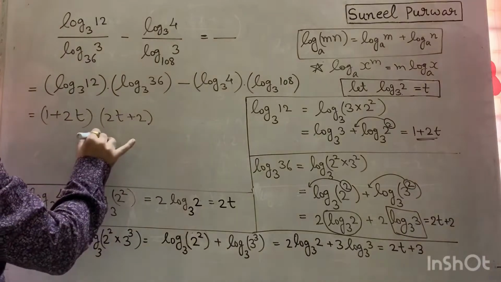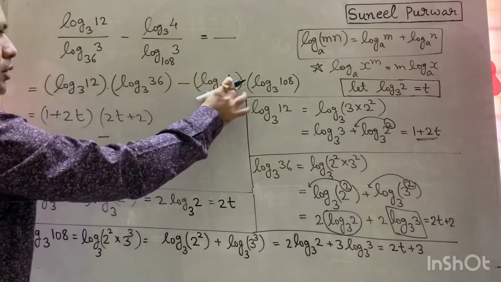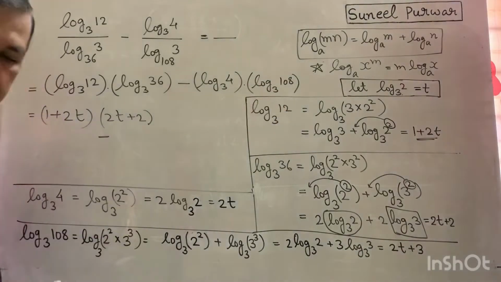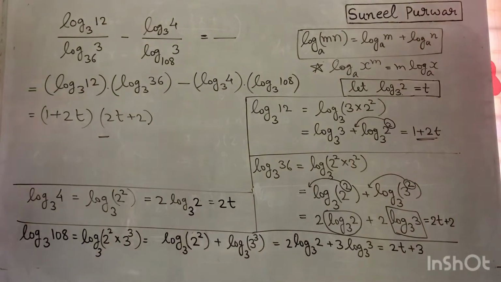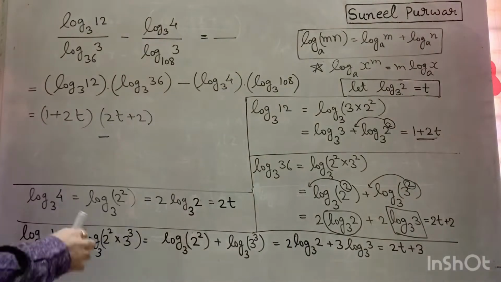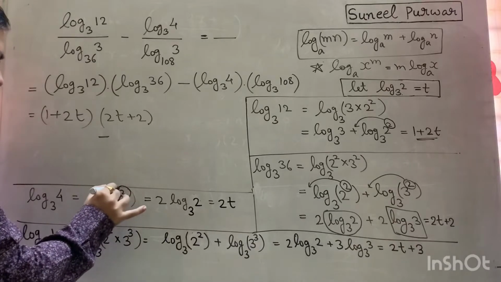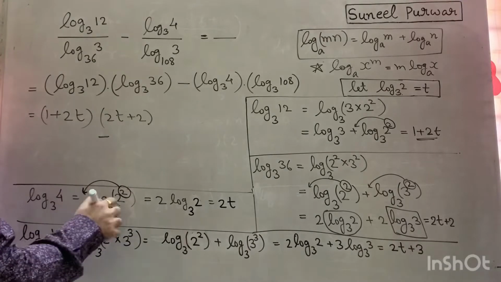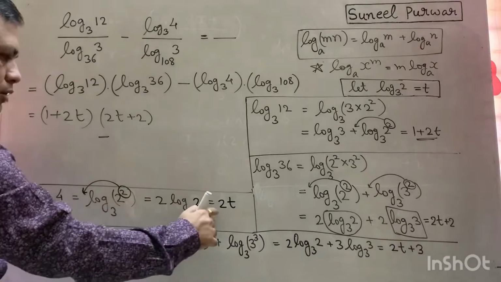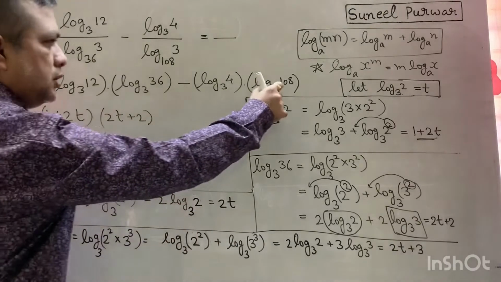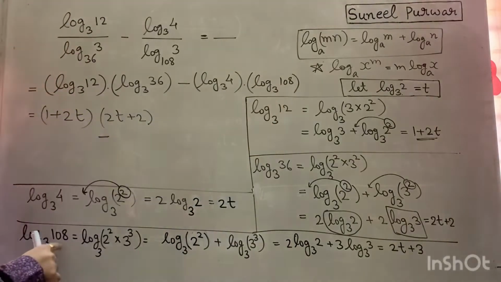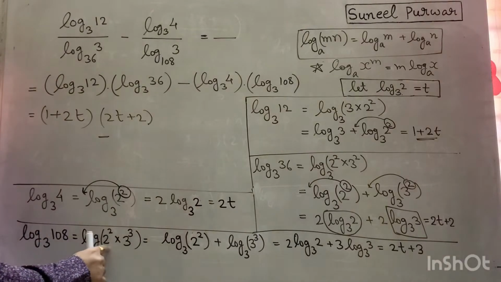Minus this log value into this log value. So in a similar way, log of 4 base 3 we can write as, 4 means 2 square, so that will become again 2 times log 2 base 3, which is 2t. Next, this is log of 108 to the base 3. 108 means 27 into 4.